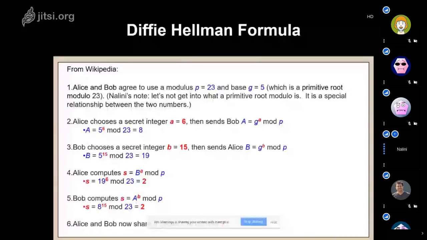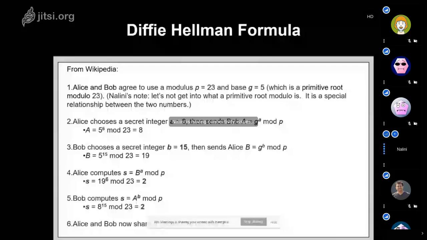But let's just go through the formula. So let's say our favorites, Bob and Alice. Alice chooses a secret integer. Let's say 6. Now if you look at some of the drafts at IETF, they're going to call that secret integer the private key, okay?